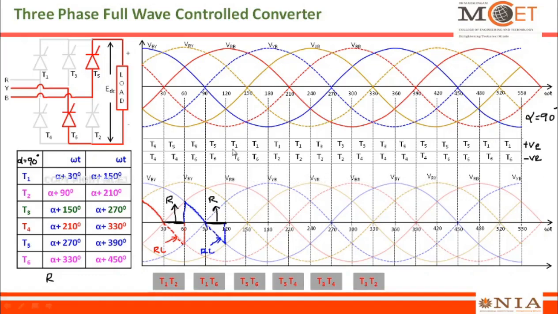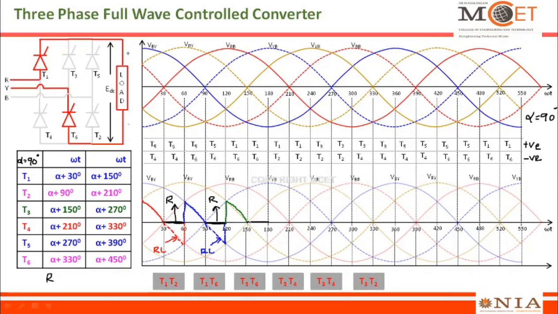For the next 60 degrees, that is from 120 to 180, T1 and T6 are conducting. VRY will be the voltage which appears across the load. VRY voltage is this yellow dotted line. So this voltage will appear across the load. If it is an R load, the current also will become 0 at this point. So automatically the thyristors will turn off, and for the next 30 degrees the thyristor will not conduct.